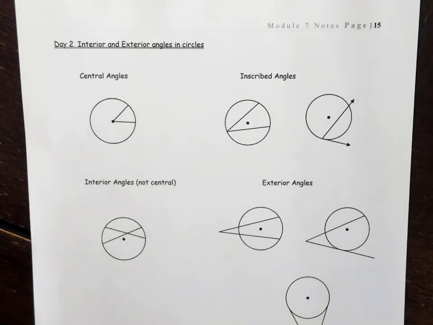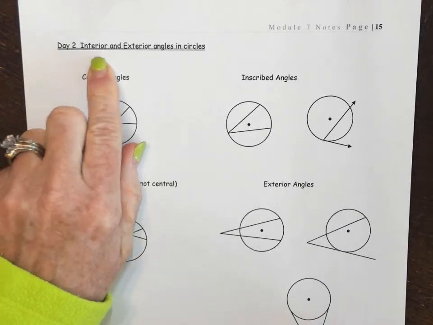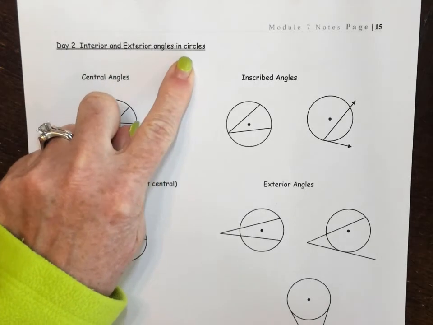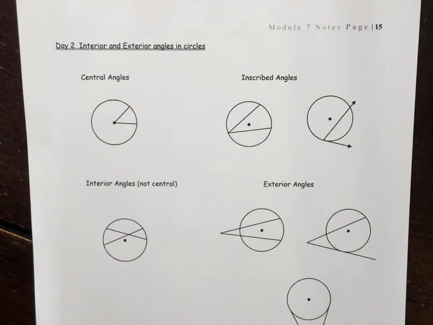Hello, this is Module 7, Section 7.3, Day 2, Notes: Interior and Exterior Angles of a Circle. We have a little bit of a review to start with and then some new stuff today.